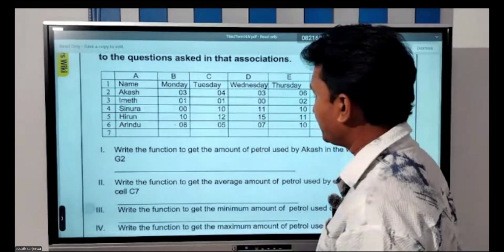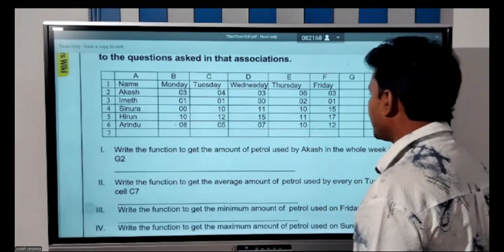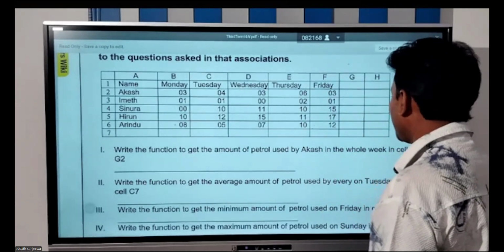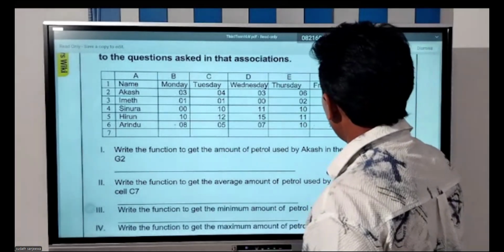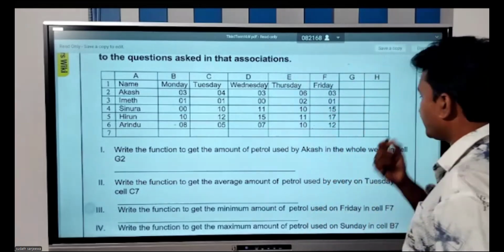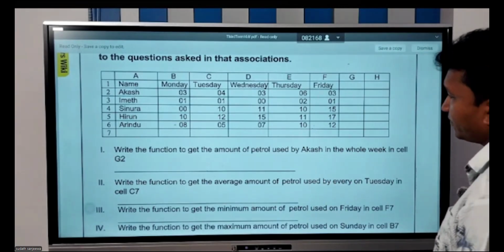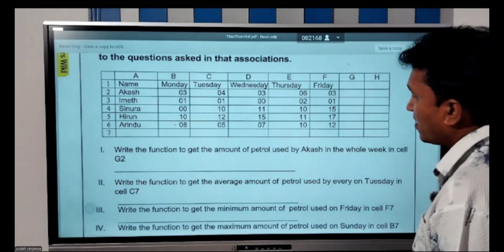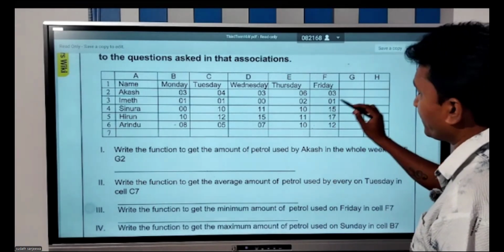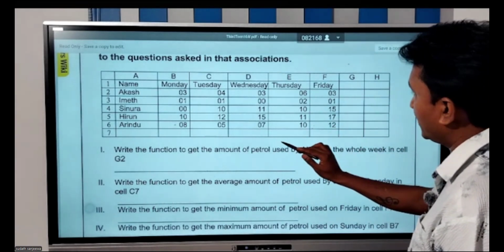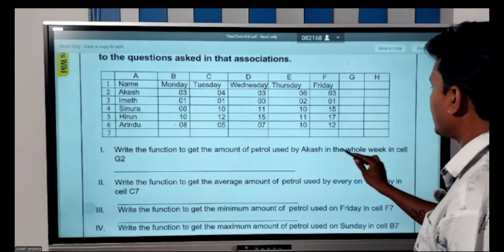Write the function to get the amount of petrol used by Akash in the whole week in cell G2. So we have to write the function, right? In G2 to get the amount of petrol used by Akash in the whole week.